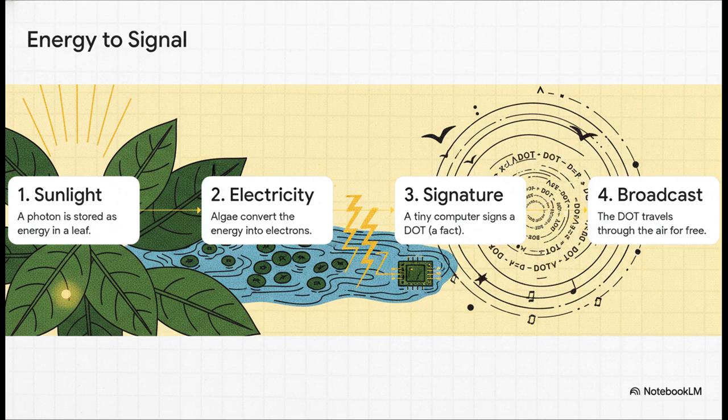First, a photon hits a leaf. Then, some algae in a pond, they take that stored energy and turn it into a tiny little jolt of electricity. This tiny bit of power fires up a simple, cheap computer that does just one thing. It signs a mathematical fact. And that signature is then broadcast into the air, riding on the very same airwaves as, like, birdsong, for free.